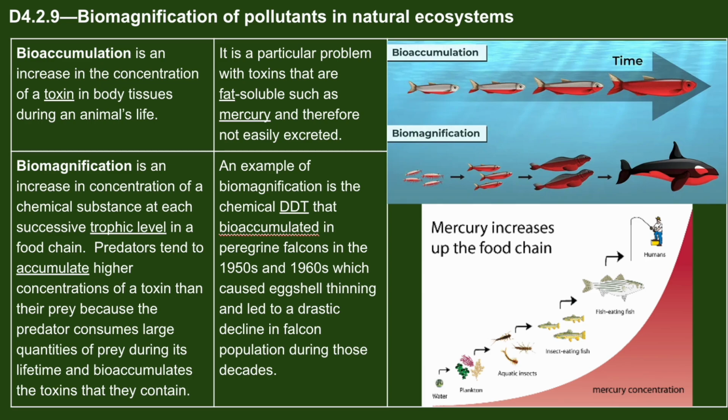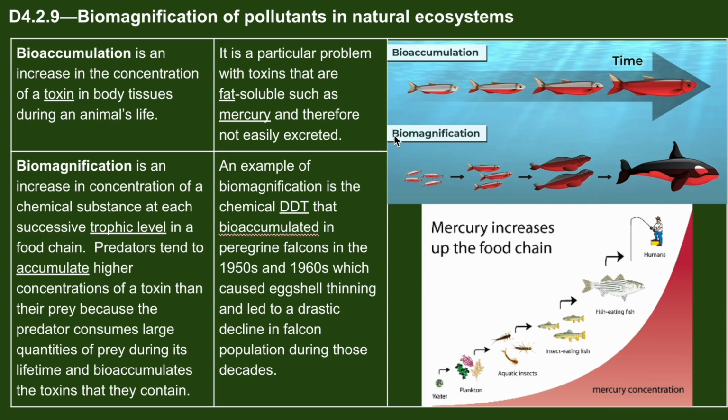Okay, let's differentiate between bioaccumulation and biomagnification. Bioaccumulation is when a toxin accumulates in one individual's body tissues throughout its life. So you can see this is happening over time. This is a particular problem with toxins that are fat soluble, such as mercury, and therefore not easily excreted. So if this red represents mercury, it's building up in this fish over time.